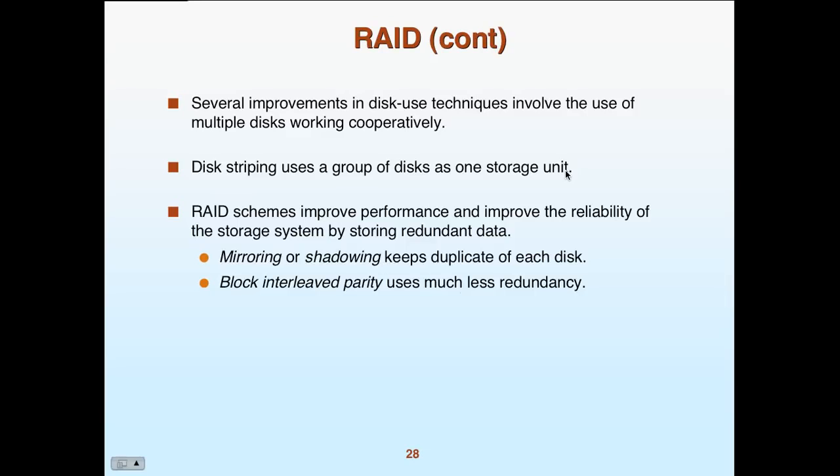I mean, who makes a quadrillion, billion size disk? Nobody does. So you take the biggest disks possible and you add them together in a RAID, you make a huge storage area. So we have disk techniques that involve the use of multiple disks working cooperatively together. Disk striping uses a group of disks as one storage unit. So RAID schemes improve performance and improve the reliability of the storage system by storing redundant data.